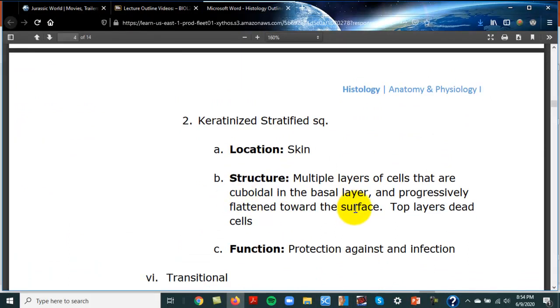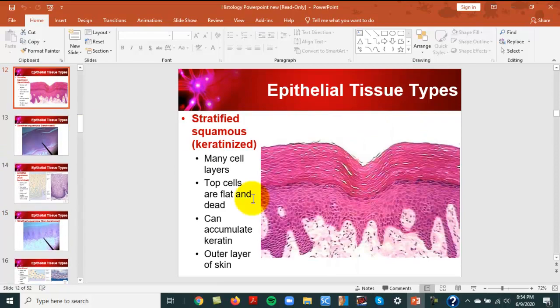The keratinized stratified squamous, now that's skin. Okay, that's the only place you find it is in the epidermis. It's a dry, tough, waterproof layer. The top layers also come off. They come off a little more readily than the inside of the mouth, of course, but the top layer of keratinized is dead.